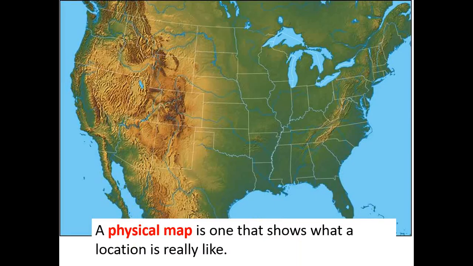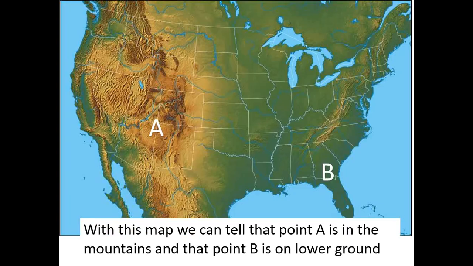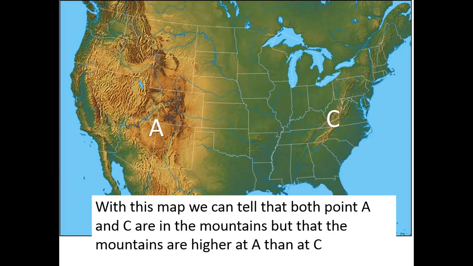What we're talking about here are what's called physical maps. A physical map is one that tells us what the land in a location really looks like. From here, we can see that A is in the mountains and that B is not. B is at a much lower elevation. We get that sense from the way this map is shaded and the way it's colored. We can see that C is in the mountains as well as A, but we can also tell by the shading and the way this map is drawn that the mountains at C are not nearly as big as the ones at A.